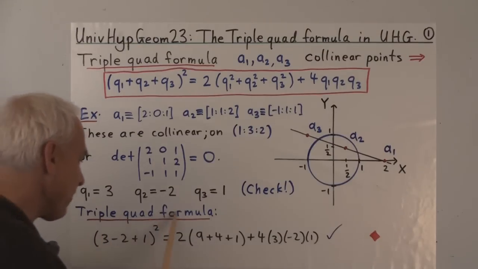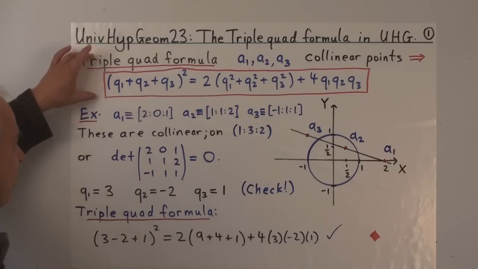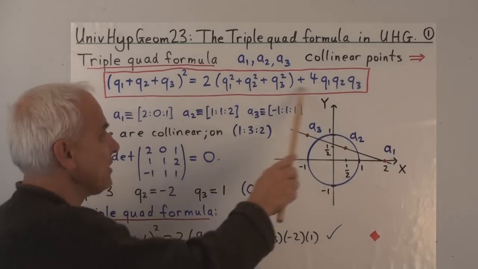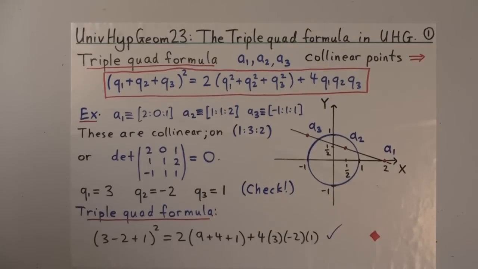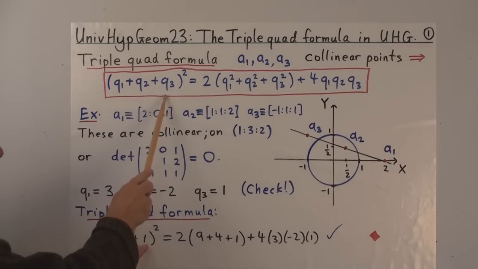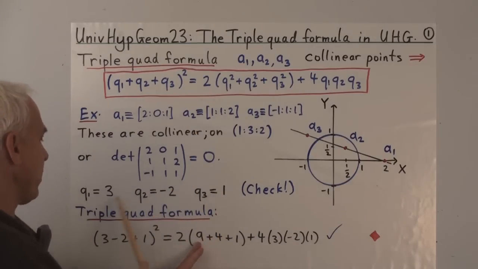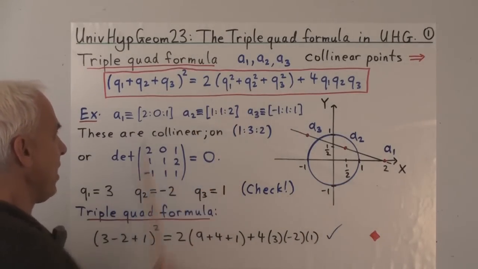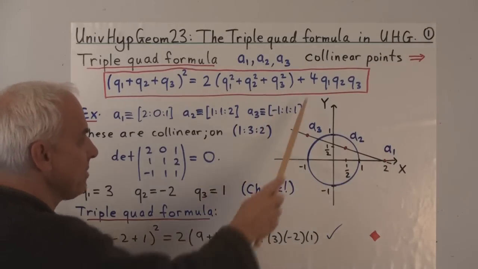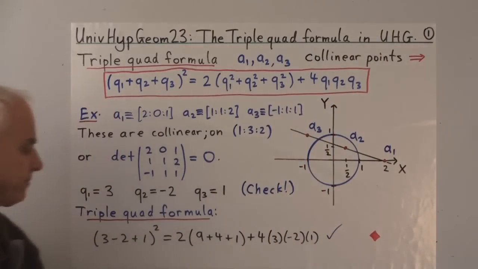Okay, now let's verify that the triple quad formula is satisfied. This theorem says that in such a situation, these 3 numbers must satisfy this relation. So let's check that. (3 minus 2 plus 1) all squared is 2 times (3 squared plus minus 2 squared plus 1 squared) plus 4 times the product, 3 times minus 2 times 1.